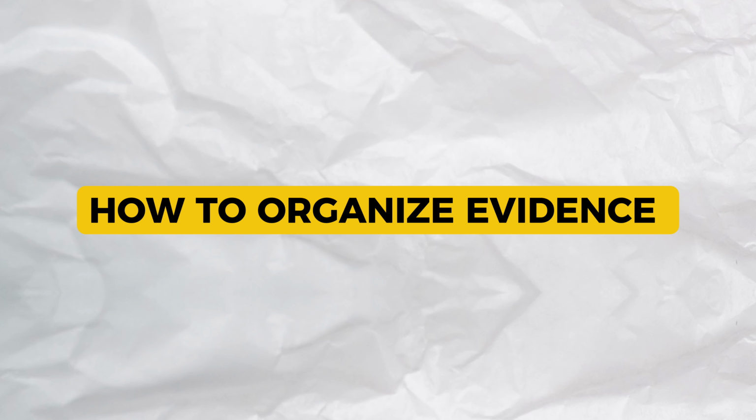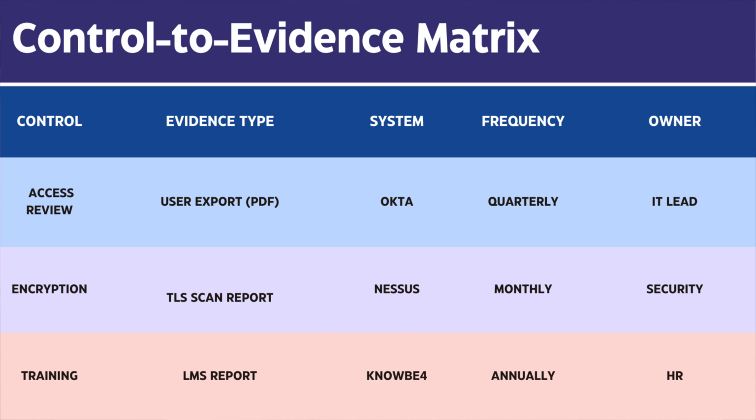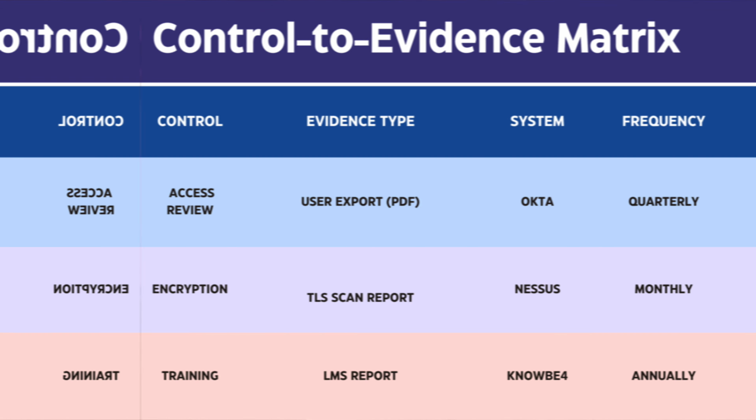How to organize evidence. Want to make sure future audits are painless? Build a mini system, something like this. Start with controls. List out all the controls and their evidence type. It can be a PDF, scanned report, or even the LMS report from your trainings. And the systems. List out all the systems associated with the controls, the frequency of audit, how frequently you audit, and the owner of the control, who is responsible for this control. Store it in a shared folder or GRC platform. Name files clearly. Add dates. Keep the audit trail clean.